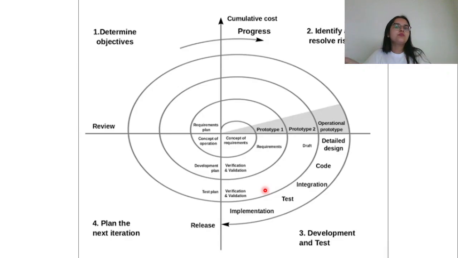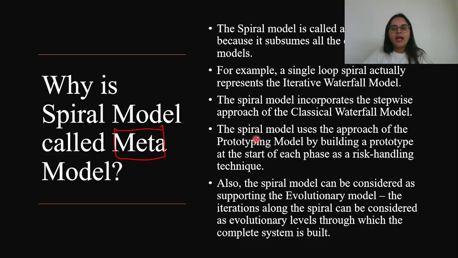And then we have the prototype model. You studied the prototype model also, where we develop the prototypes. So you see here prototype 1, 2, 3. These prototypes are being developed. So obviously the prototype model is also being used in your spiral model. We can also say that the spiral model can be considered as supporting the evolutionary model, because again the iterations along the spiral can be considered as evolutionary levels. So that means it uses the concepts of all the SDLC models that we have studied so far. That's why it is called the meta model.